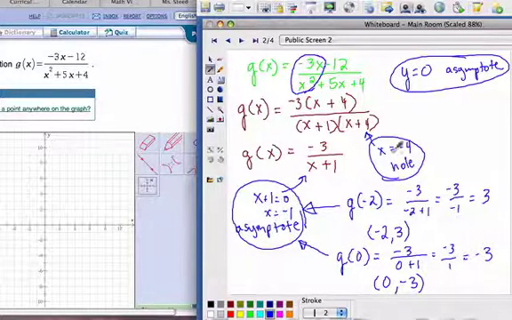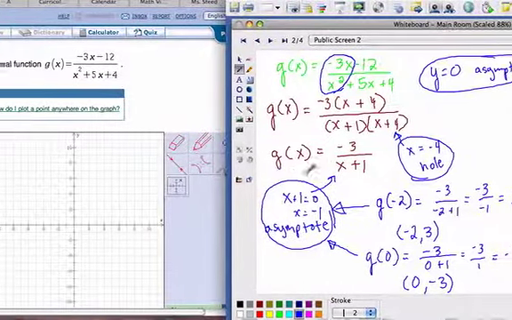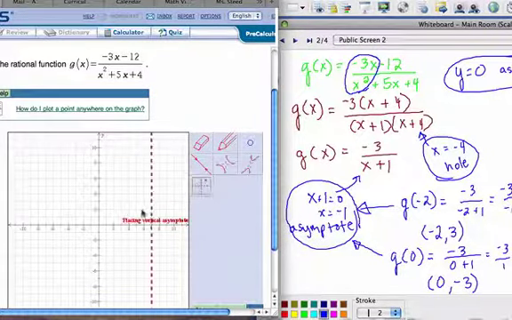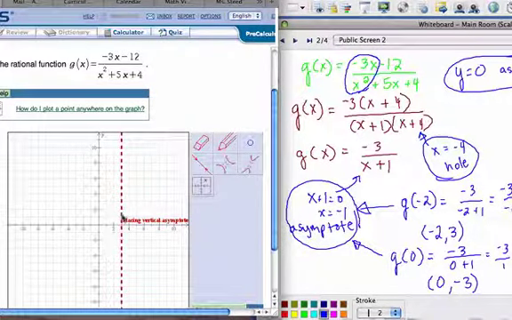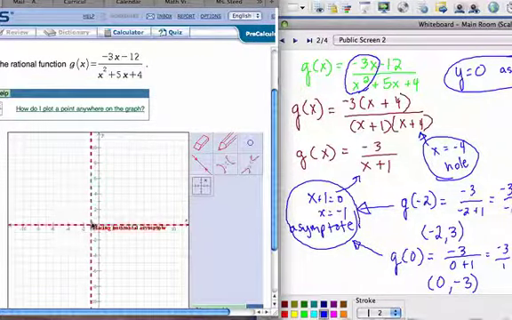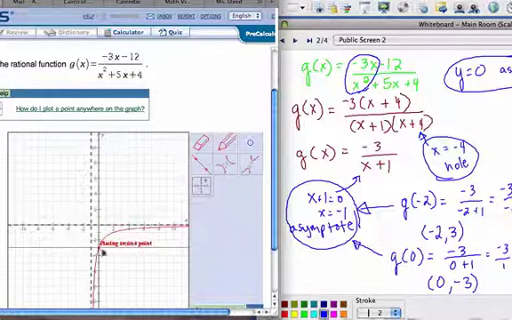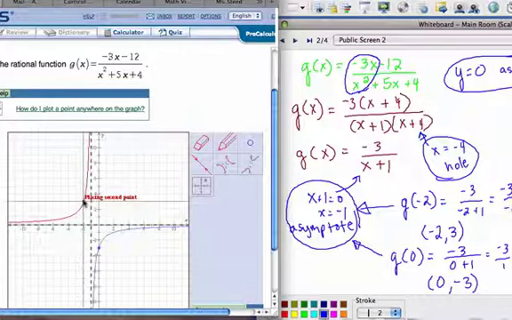So I'm going to plot these asymptotes. I'm going to then plot these 2 points, and then I'm going to mark the hole on the graph. Okay, so let's go over here. We're going to click on the rational function so we can do our asymptotes. So x equals negative 1, and y was 0, so that's along the x-axis. And then I need to place a point at, let's see, (0, negative 3). There's one point, and the other point was at (negative 2, positive 3).